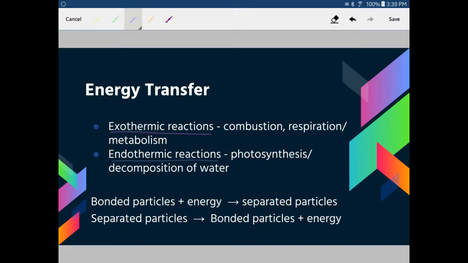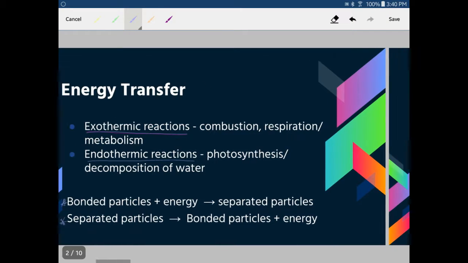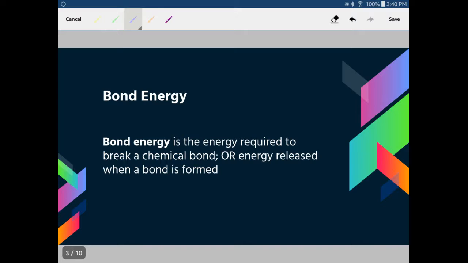Now, in essence, we know from the previous unit on activation energy that bonded particles plus energy gives us separated particles, and separated particles give us bonded particles plus energy. So we have these two basic reactions that we can base what we know about bonds and our energy transfer in a chemical reaction on. So bond energy is the energy required to break a chemical bond, or it is the energy released when the bond is formed. So we're talking about the formation or breaking of chemical bonds.